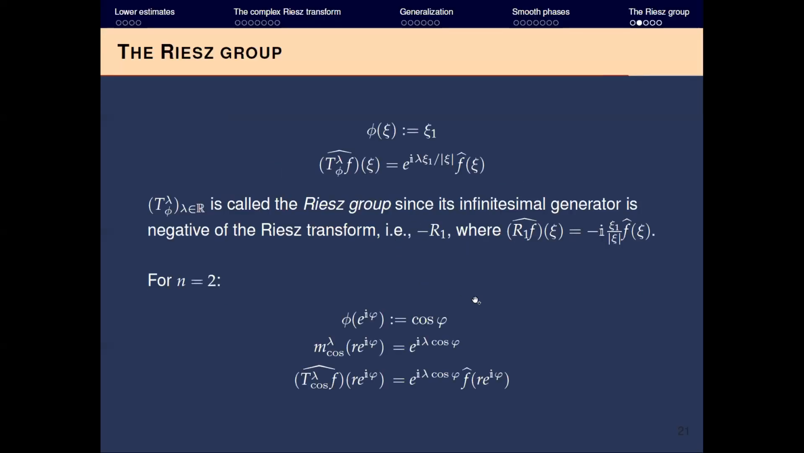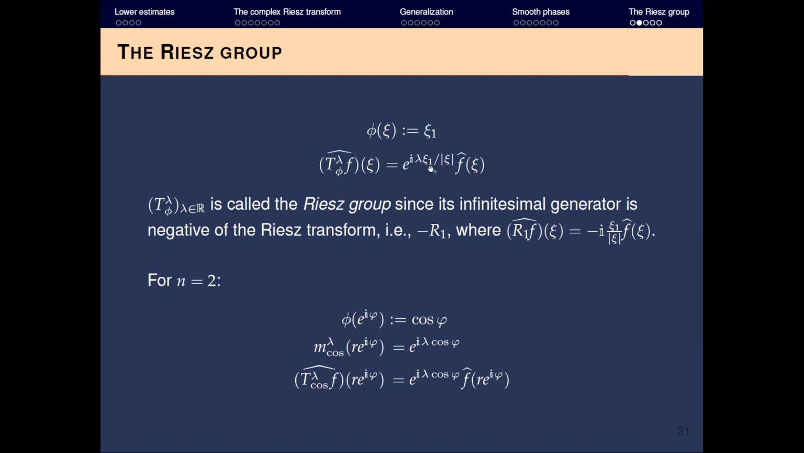And just in the remaining two or three minutes, let me say a few words about the second application. This is a very concrete symbol, a very concrete phase function. So if you took the phase to be simply the projection of the whole unit sphere onto the first coordinate, just take the first coordinate of every point on the sphere, then you get a very special Fourier multiplier. This group of multipliers is sometimes called the Riesz group, or some people call it the Poincaré-Riesz group, or the Riesz-Sobolev group, simply because its infinitesimal generator is the negative of the Riesz transform.